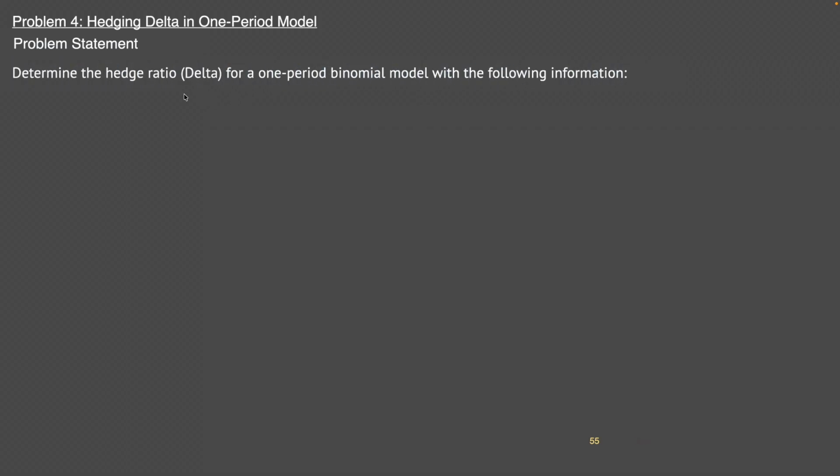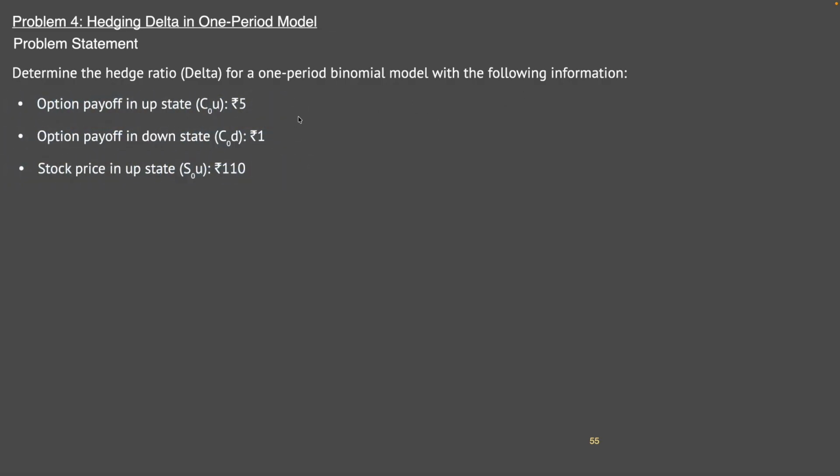Now let us take hedging delta in a one period model problem. Determine the hedge ratio, very simple. What is delta? Delta is nothing but change in the option price divided by change in the underlying price. This is for a one period binomial model with the following information. What is the information given? Option payoff in upstate 5, option payoff in downstate 1, stock price in upstate 110, stock price in downstate 90 rupees.